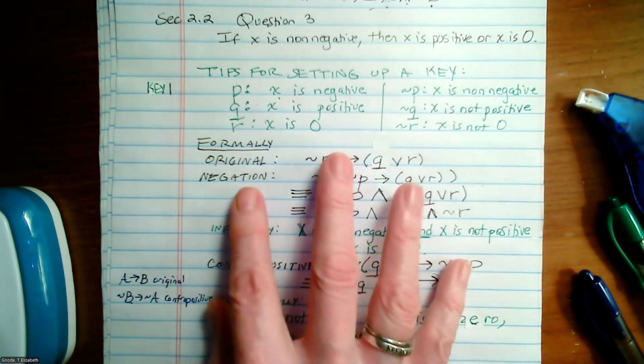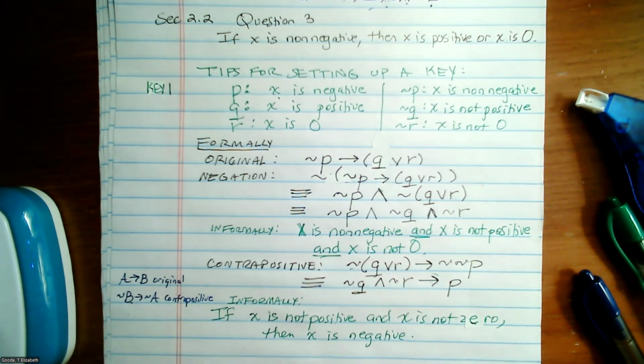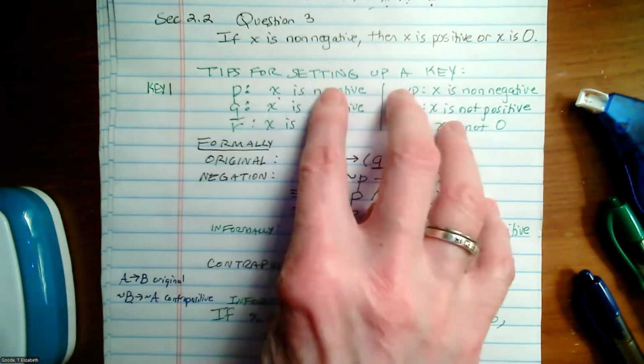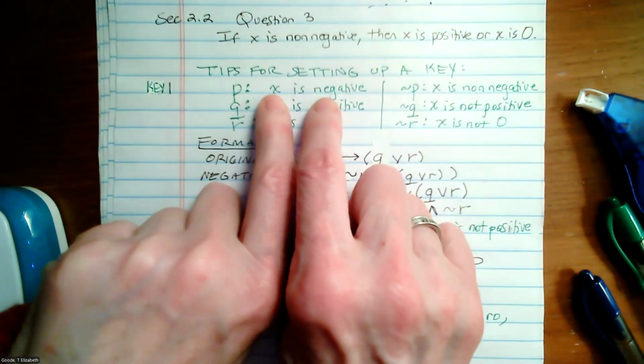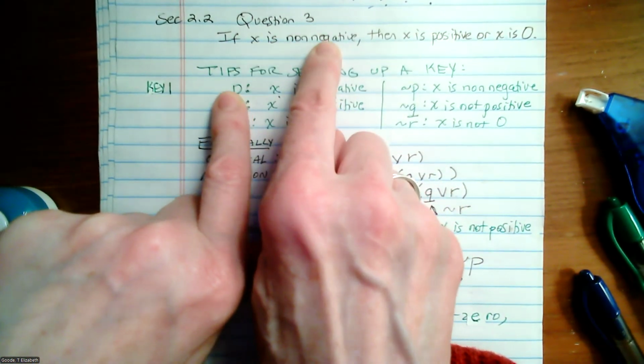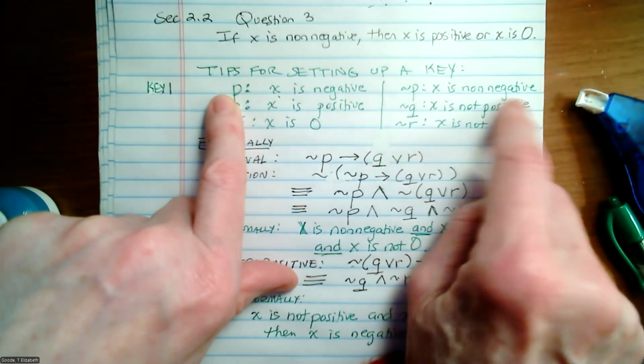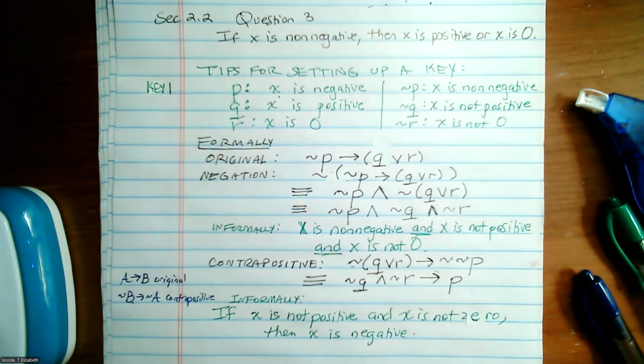Now, would you like to go ahead and we can work through the inverse and the converse now? Or would you like to try using a key where we actually take X is non-negative as our P, in which case X is negative would be our not P? Could we do that for maybe the converse or the inverse? Oh yeah, that's a brilliant idea.